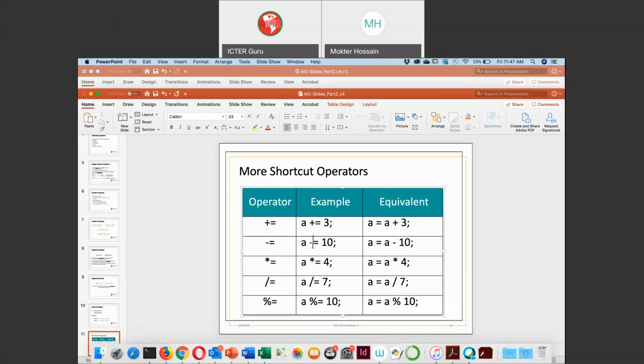Similarly, a minus equal 10 is equivalent to a equal to a minus 10. Similarly, percentage equal, for instance a percentage equal 10, means a equal to a percentage 10.